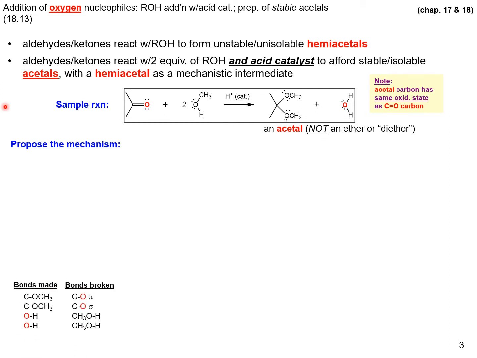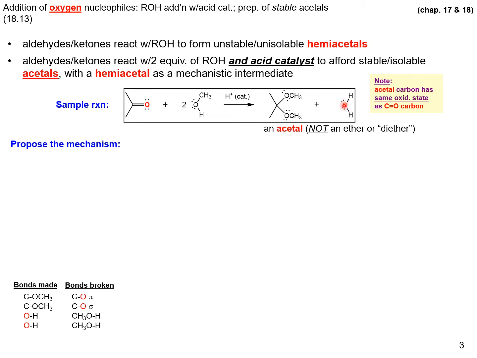Remember, I had indicated that a good approach to solving mechanism problems, especially as you're starting, is to make a list of bonds that need to be made and bonds that need to be broken. You'll see that in this particular reaction, we have to make 2 new carbon-oxygen bonds here that I'm highlighting. We also have to make 2 new oxygen-hydrogen bonds to this red oxygen.